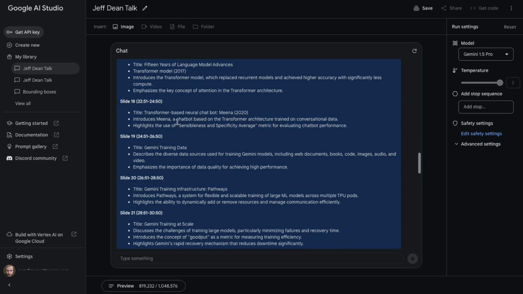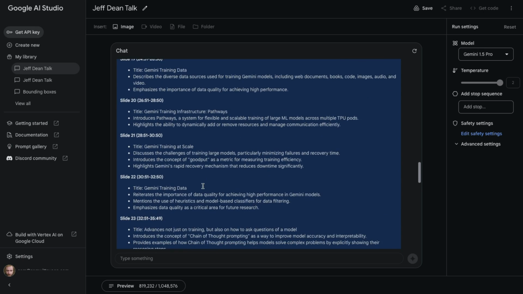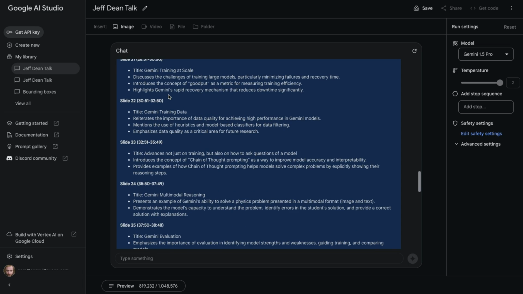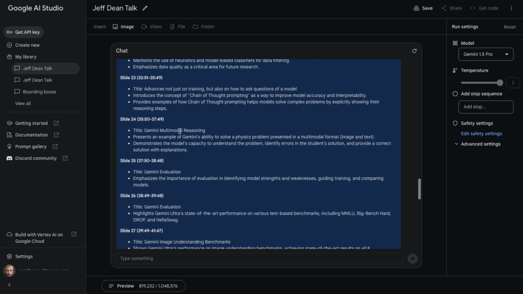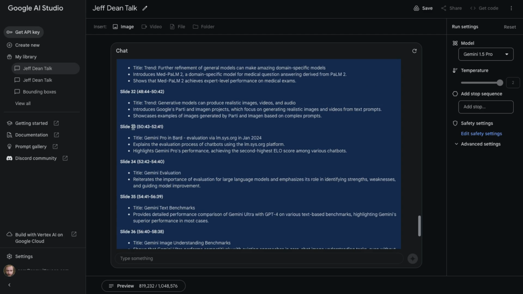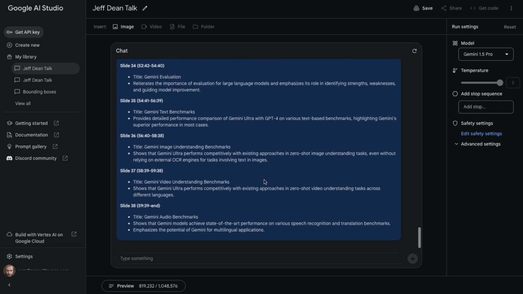And we can see that we've got Gemini training data, training infrastructure, training at scale. Now, my guess is that he may go back and forth between a few slides here, so the model may be treating some slides as 2 slides when it's only 1 going back and forth. Multimodal reasoning, Gemini evaluation. So you can see we've got a pretty good understanding of the actual slides that have appeared here. And now they've been combined with the transcript as well, so it can elicit things out of the transcript.